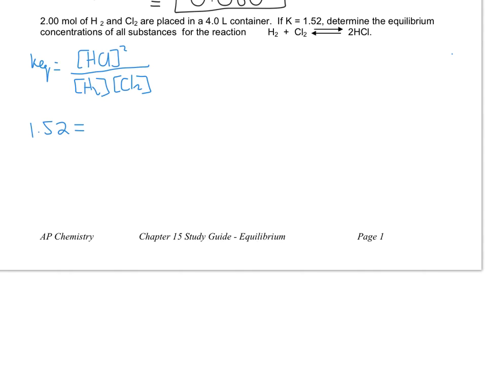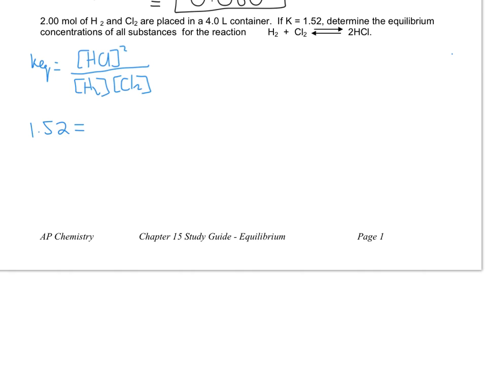They want the concentrations at equilibrium, so the equilibrium concentrations of all the substances in the reaction. And they don't give us any of them. They do tell us that we have 2 moles in 4 liters, which is half molar of the H2 and Cl2, but that's at the beginning of the reaction, so that's initial. So in that case, you do an ICE chart. So let's do an ICE chart.